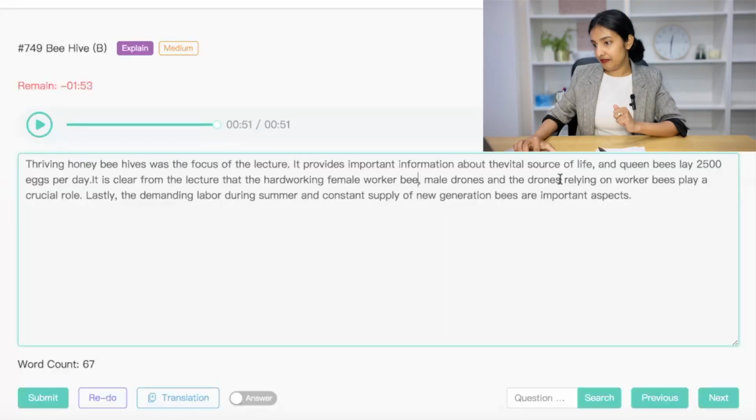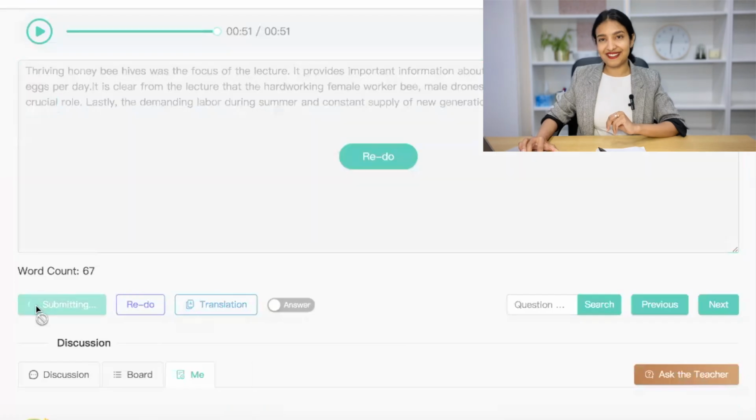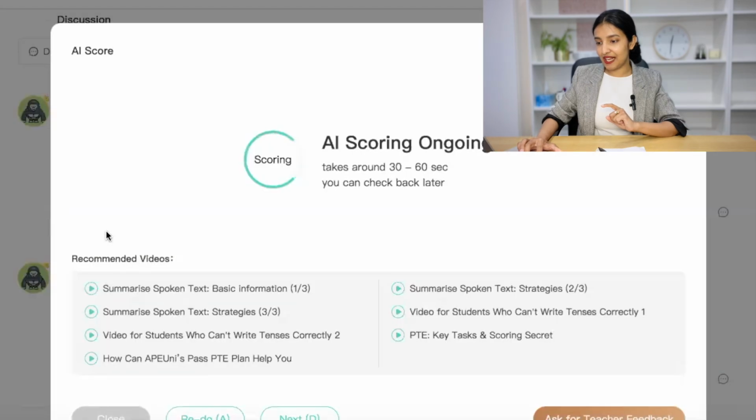Drones relying, okay, even this drones, let me change it to drone. Relying worker bees play a crucial role. Lastly, the demanding labor during summer and constant supply of new generation. Okay, I think we have made a couple of errors now. Let's submit and see the score. So this is the answer which I had 12 on 12, and let's see what happens if I do not put the correct spacing, if I do not use plural, if I do not change was to were.